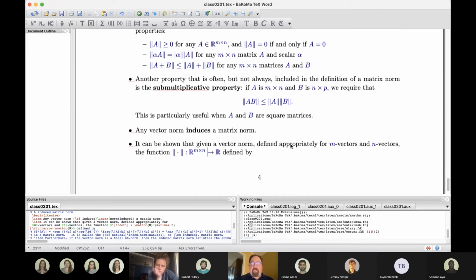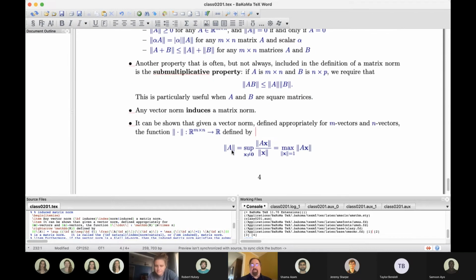So if it's defined for m by n matrices, so you have the appropriate vector norm for m vectors and n vectors, then I could define a matrix norm this way. It's the supremum, or the least upper bound, apologies to anyone for a real analysis flashback, of the vector norm of AX divided by the vector norm of X. Equivalently, it's the maximum over all unit vectors of magnitude 1 of A times X.